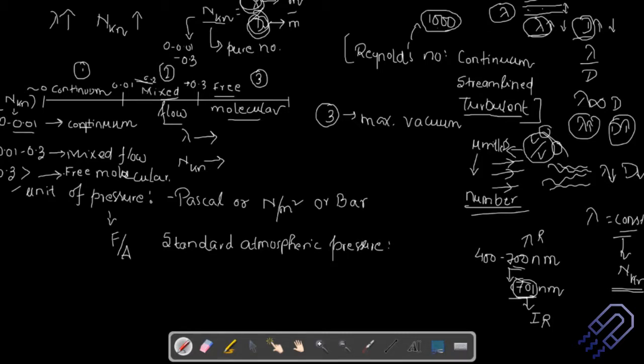So in general, continuum means we have a continuous system. We do have continuous gas molecules present in the system, because of which we cannot say that the mean free path is high. The mean free path will be very less. And that is the basic difference.